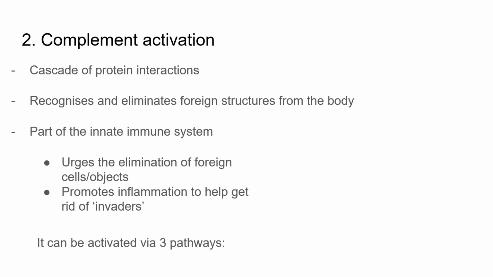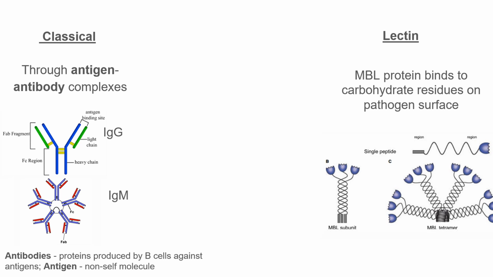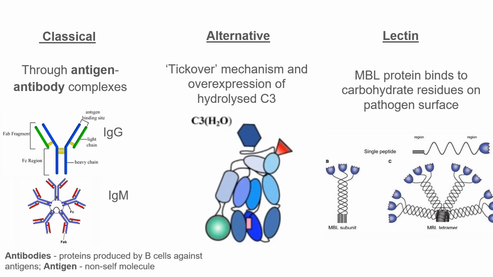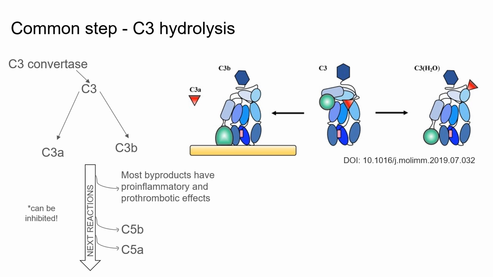Complement can be activated via 3 pathways: classical, the lectin pathway, and the one triggered by allogeneic hydrogels, the alternative pathway. They have different methods of activation, but all 3 have the common step of producing C3 convertase that cleaves C3 into C3A and C3B. If the next steps aren't inhibited, the cascade of enzymatic reactions continues, during which byproducts are made. Most byproducts have pro-inflammatory and prothrombic effects.